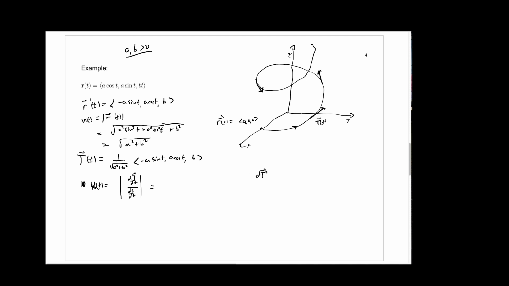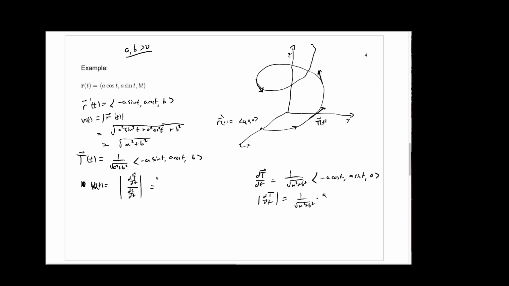What is the derivative of this unit tangent vector? Well, this is just a constant, so we have 1 over the square root of a squared plus b squared. And then we take the derivative, we get minus a cosine t, minus a sine t, and now we get 0. So the length of dT/dt is just this constant, 1 over the square root of a squared plus b squared, times the length of this vector. And the length of this vector is easily seen to be a.